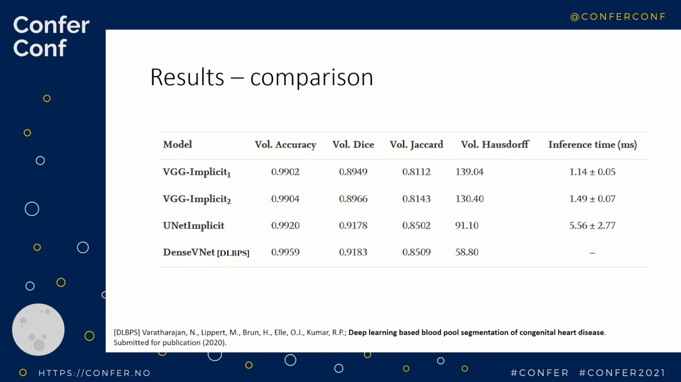Finally, just a quick comparison between the different networks and also a state-of-the-art dense VNet on this dataset. You can see that the unet implicit performs significantly better than the VGG-inspired networks, but that the improvement comes at the cost of the size of the network as well as the inference time. The performance of unet implicit should be considered on par with the state-of-the-art dense VNet, especially given that our results applied no data augmentation and that we discarded some superior training runs in order to maintain consistency.